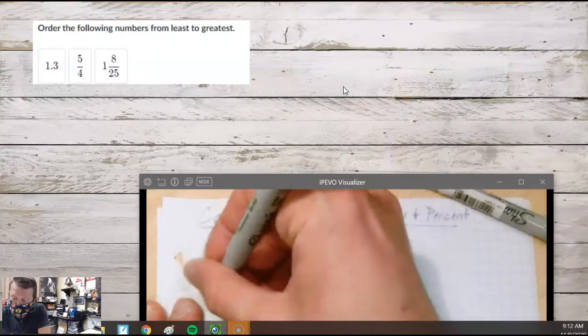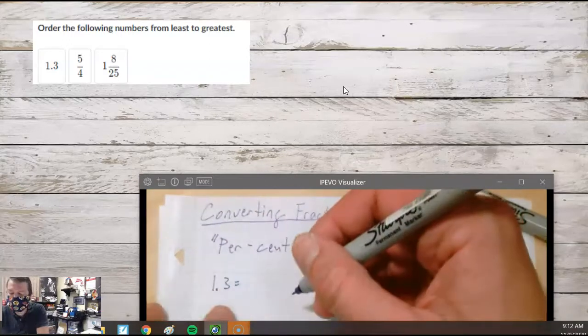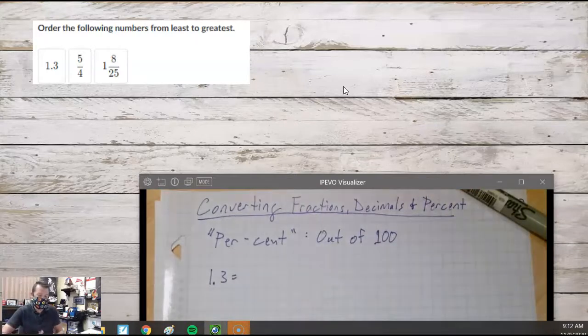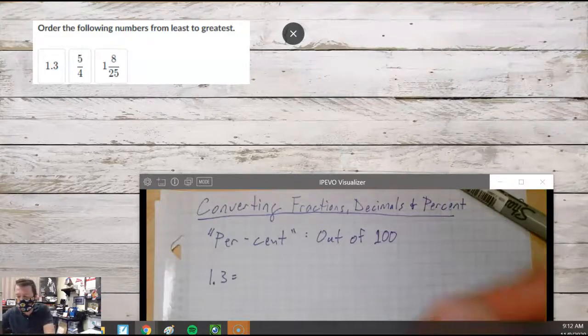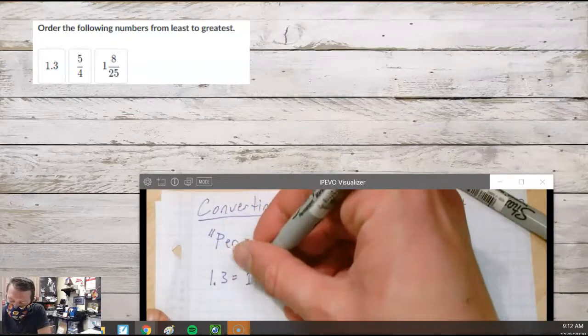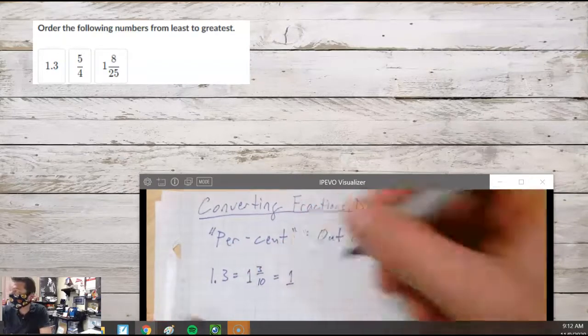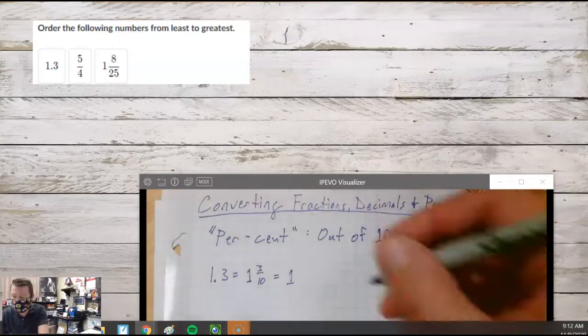So if we think about 1.3, can anyone tell me how I say 1.3 more appropriately? Just go ahead and shout it out. 1 and 3/10. So I could write that as 1 and 3/10, or I could even write it as 1 and something over 100, right? What if I want to write something over 100?